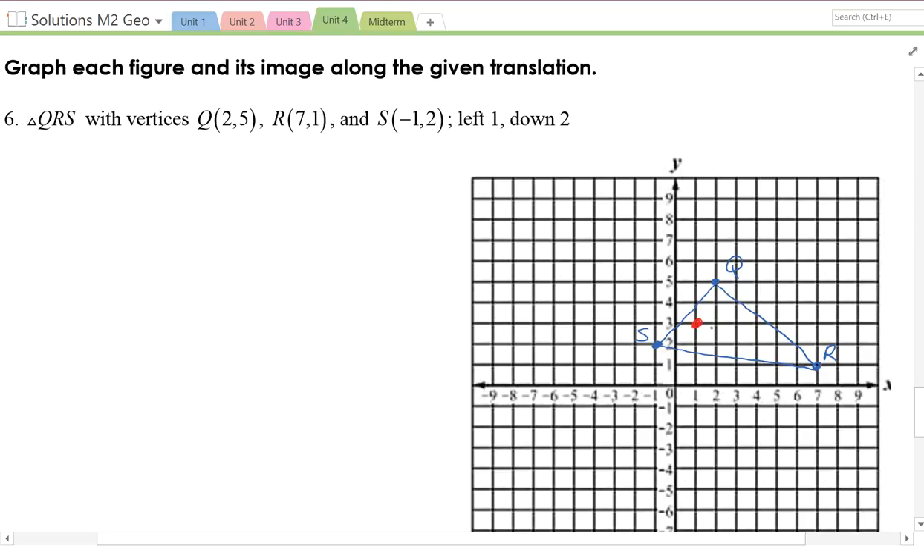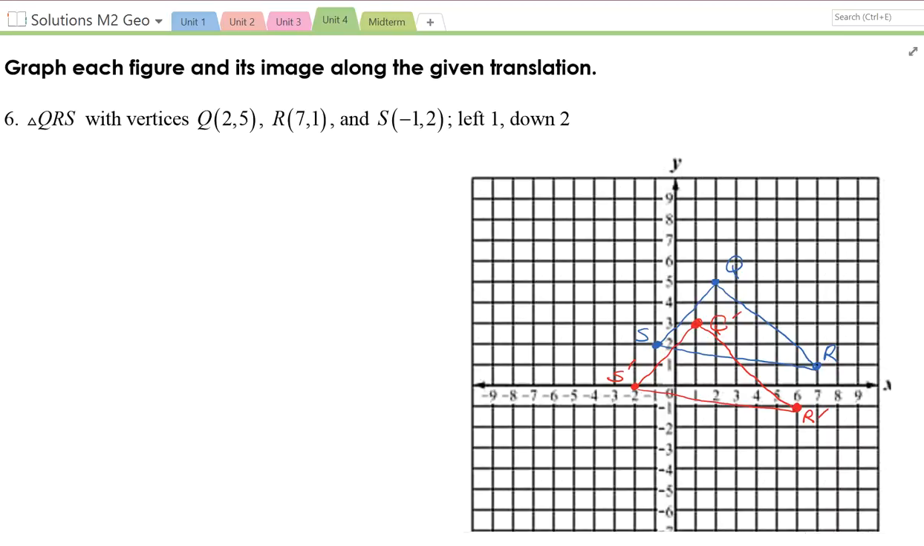If I start at point Q, go left 1 and then down 2, here's my new location for point Q, and I'm going to call that Q apostrophe. I'm going to keep going around the shape. Point R, if I move that left 1 and down 2, there's R apostrophe. Then point S, left 1 and down 2, and that's S apostrophe. Then I'll reconnect the points in the same order. QS and QR get connected, and then RS gets connected. There is the new location of triangle QRS.